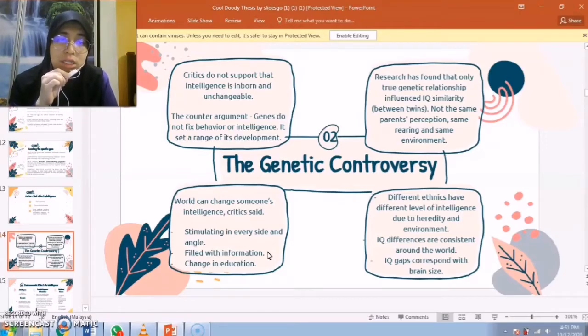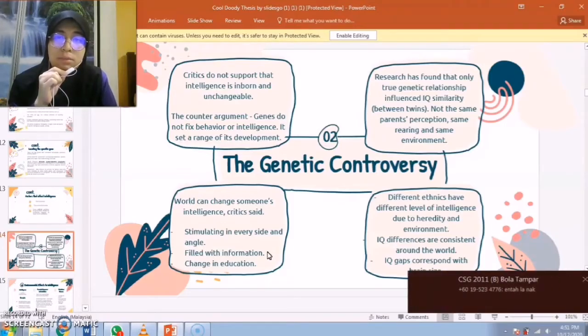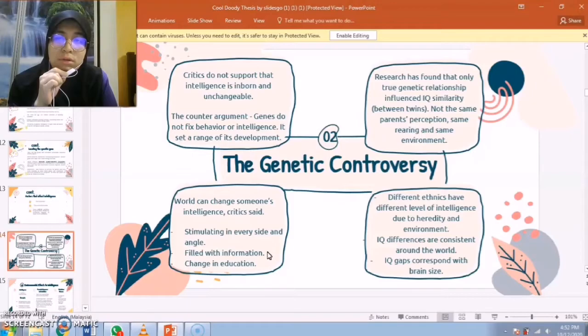The last controversy is that different ethnicities have different levels of intelligence due to heredity and environment. IQ differences are consistent around the world. IQ gaps correspond with brain size. Research has found that Asian people have bigger brains than African people. It is because of evolution and natural selection. So IQ gaps correspond with brain size. It means that the bigger your brain size, the higher your IQ.